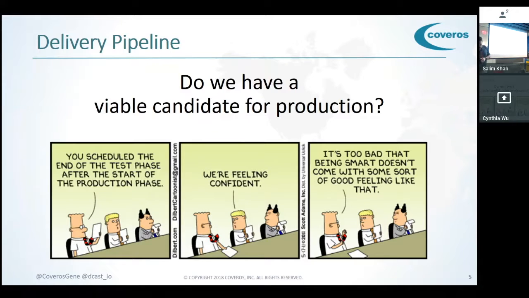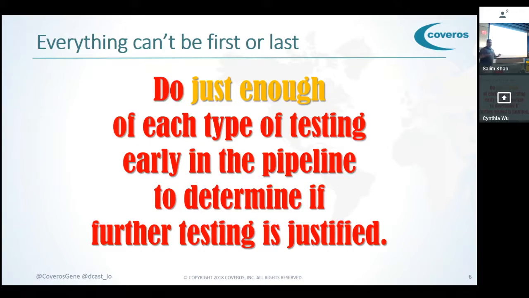So how do we do that? Well, we can't put everything up front and say, let's shift everything left, right? And we can't do the typical waterfall of let's shift everything right. We'll just keep pushing things off until we're sure everything's been spec'd out and then everything's been built out. And then we've run through a formal test process or whatever. So we can't shift everything to the right. We have to do a mix of them. And so our goal is, let's do just enough of each type of testing early in the pipeline to determine that further testing is justified, right?